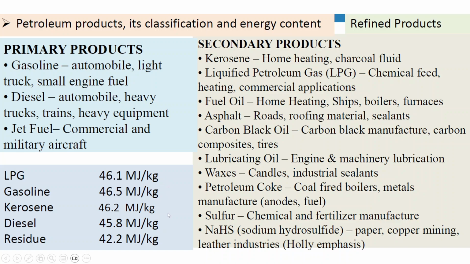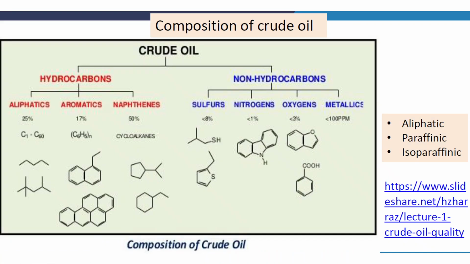As the product becomes heavier, impurities in them increase and their heating content also decreases. There are various other secondary products which are produced, like kerosene, LPG, fuel oil, asphalt, carbon black oil, lubricating oil, waxes, petroleum coke, sulfur, and NaHS, and they are used in various different applications.